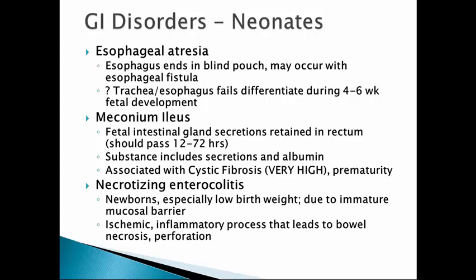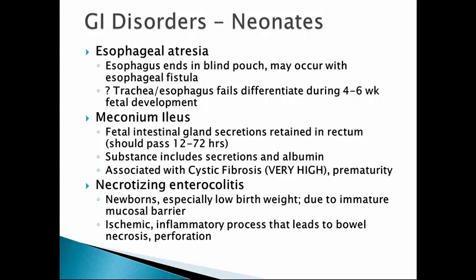With a meconium ileus, we have intestinal gland secretions being retained in the rectum. Now remember, meconium is that first stool that the baby passes. And this meconium stool should pass within the first 12 to 72 hours of life. When this doesn't happen, this meconium stays within the rectum, and there are a lot of secretions, and it's very rich in albumin, and all of this is causing an obstruction.